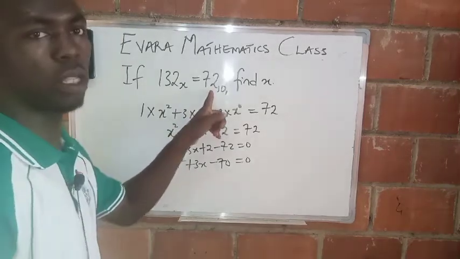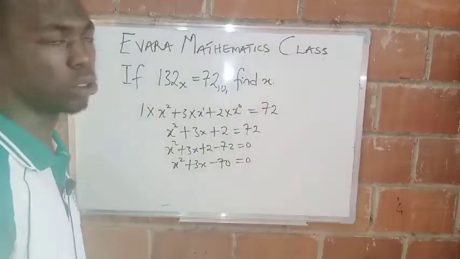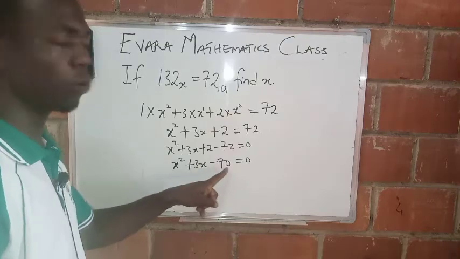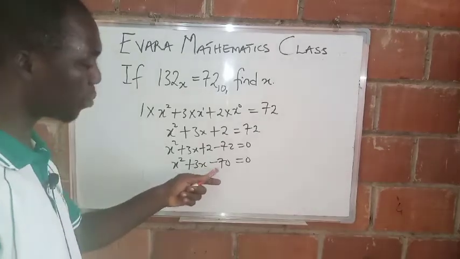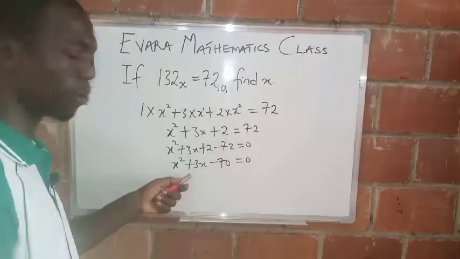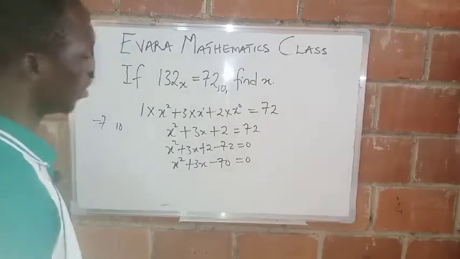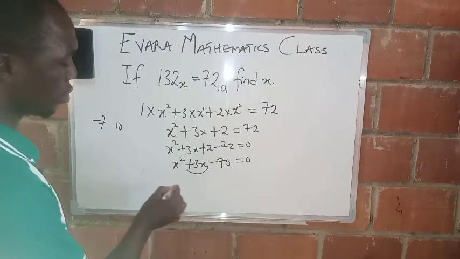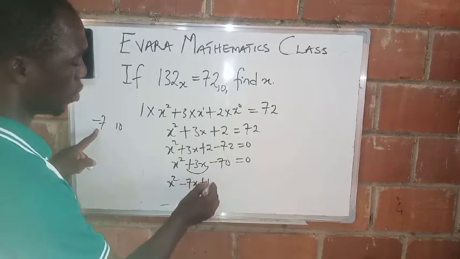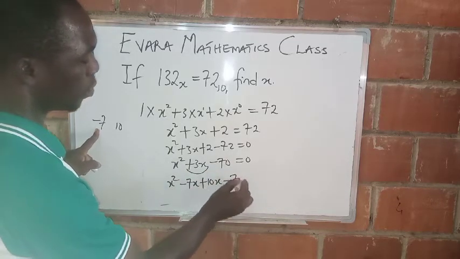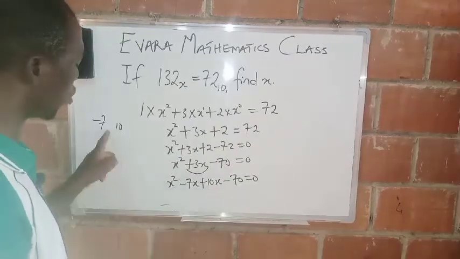So these kinds of questions usually lead us to quadratic equations. Now we are going to solve this quadratic equation. We will look for two factors of 70, that is two numbers that when we multiply them, they will give us minus 70, and when we add them together, we'll get plus 3. So those numbers are what? Minus 7 and plus 10. So we are going to take this middle term out, x squared, and replace it with minus 7x plus 10x, then minus 70 equals to 0.